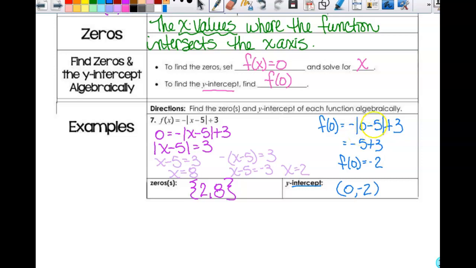Okay, so 0 minus 5 is a negative 5. When you take the absolute value of a number, it makes a positive, right? So once I take the absolute value, it's a positive 5. But there was a negative out front, which turns it back negative again. And then I add it to 3, and that's how I get negative 2. Does that help? Okay, good. What else we got? You good on everything else?